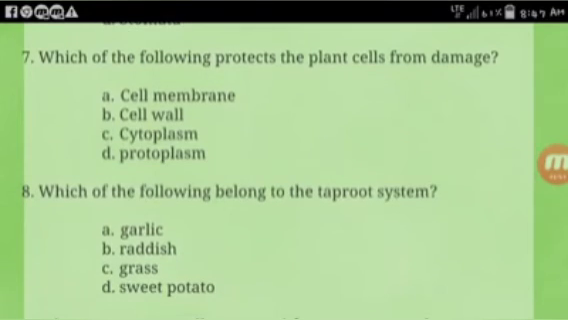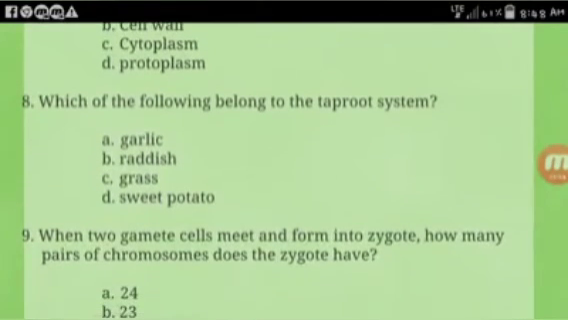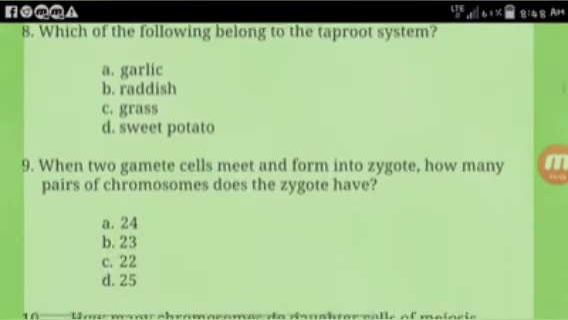Okay, so it's cell wall, letter B. Next one, which of the following belong to the tap root system? As I told you earlier, tap root system has one big root, and that is letter B, radish. Okay, all the 3 other choices belong to the fibrous root system.